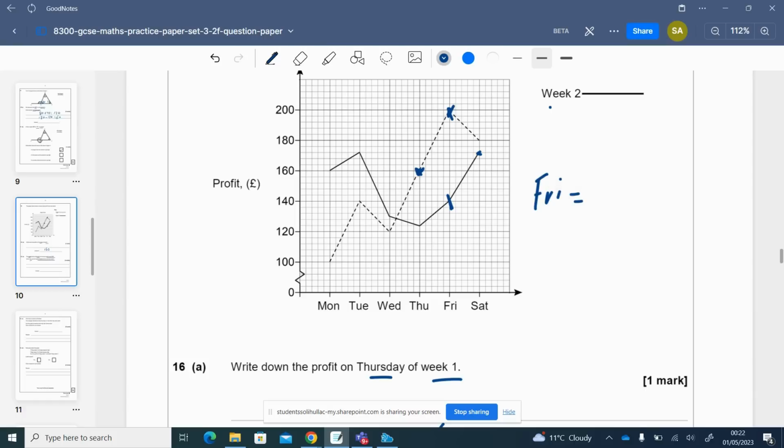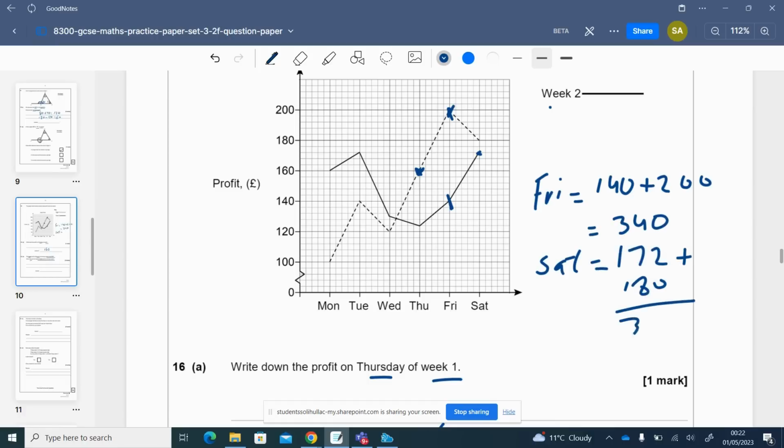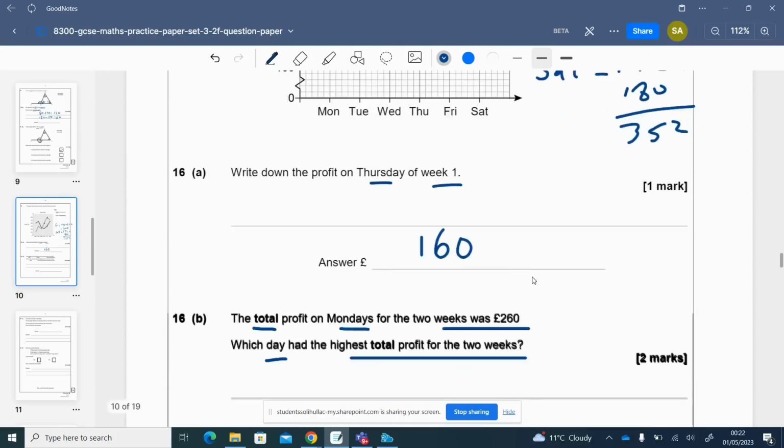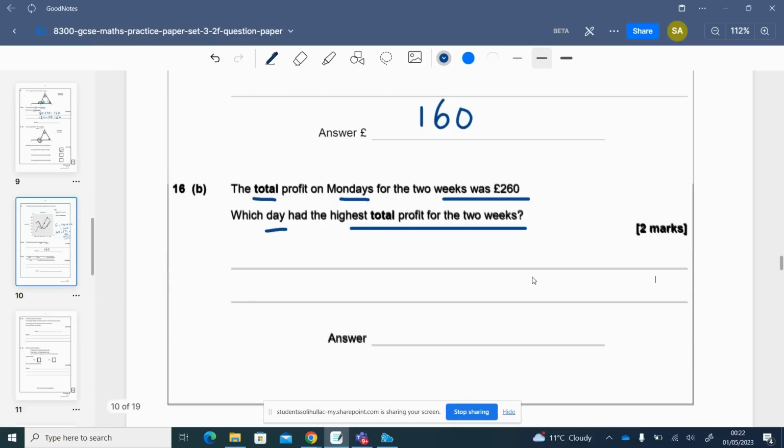140 plus 200. Okay, that gives you 340 altogether. And if I calculate for Saturday, that is 172 plus 80. Okay, and that gives you 352. Okay, that means the highest profit the shop makes is on Saturday, which is £352, and so that is your answer for this. So £352, and it's on Saturday.